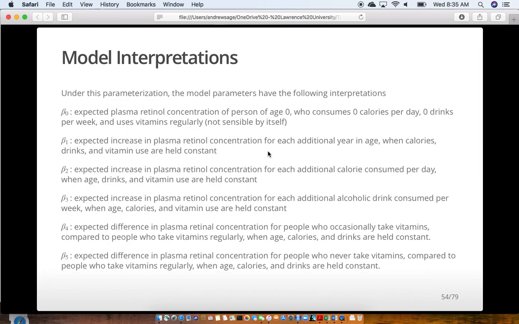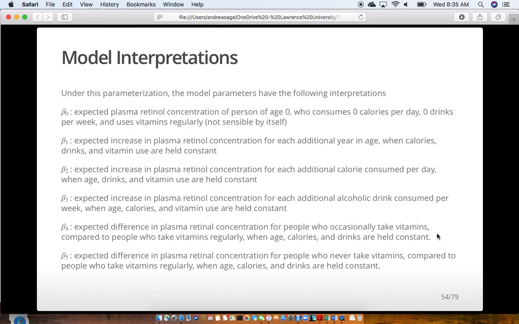We can interpret beta 1 through beta 3 in the usual sense that we've been doing, the expected increase in plasma retinol concentration for each additional year in age when calories, drinks, and vitamin use are held constant. That's for beta 1, our coefficient corresponding to age. The coefficients for the other numerical variables, calorie consumption and alcoholic drinks, have a similar interpretation. But let's think about the categorical variable.